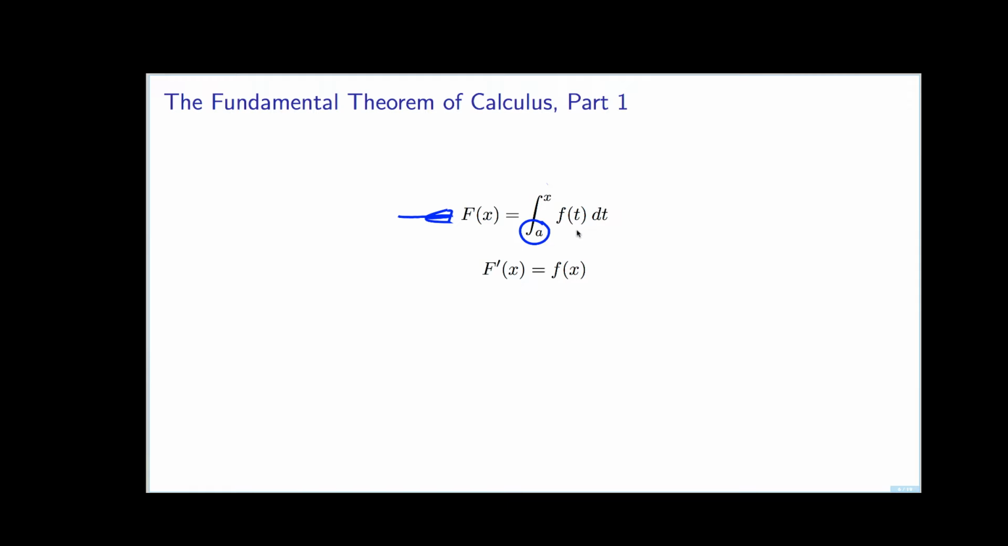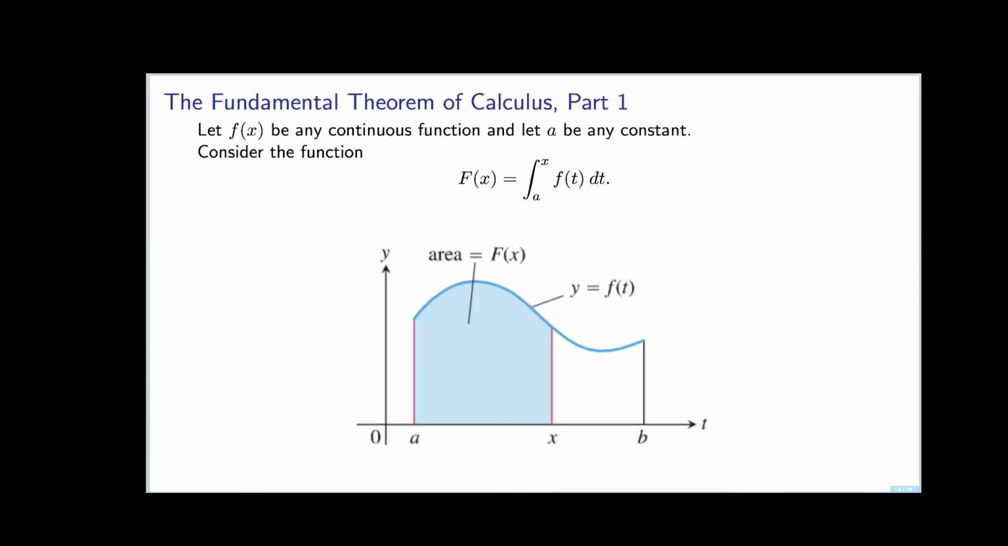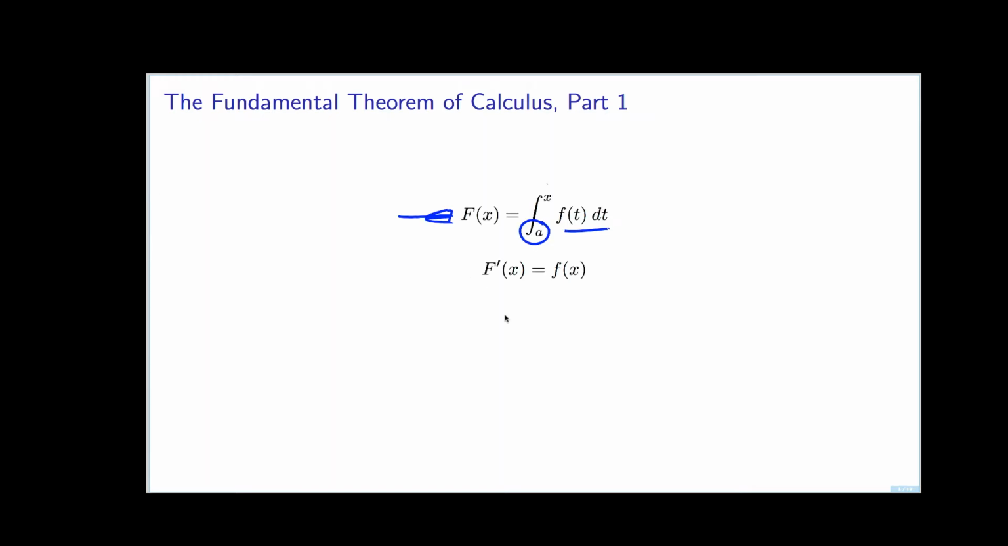a to the variable x of f of t dt, and again this function represents the area, so capital F of x is the area between the graph of y equals f of t and the horizontal or t-axis from a to x. So capital F of x represents this area from this constant a to the variable x. So our fundamental theorem tells us that the derivative of this function capital F is our inside function little f evaluated at your variable x.